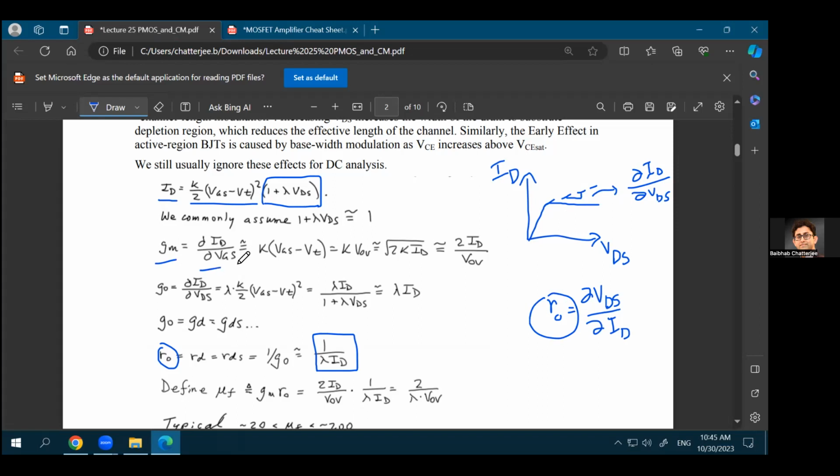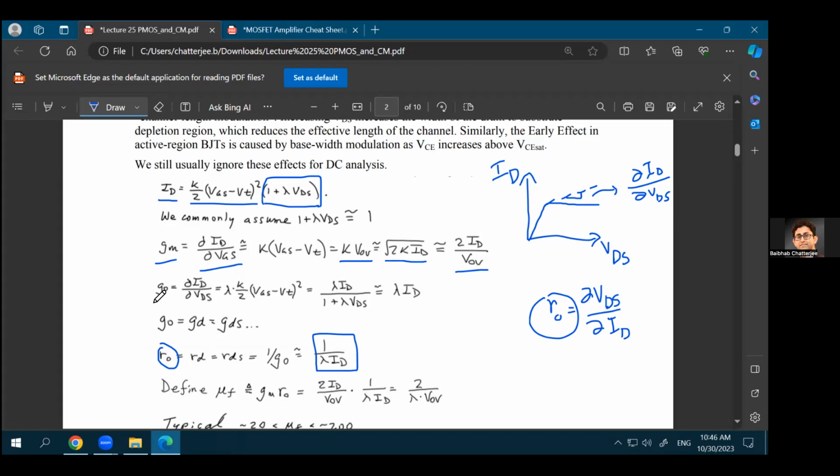GM is basically del ID over del VGS, or the derivative of your ID equation with respect to the input voltage. So output current divided by input voltage gives you transconductance. You have already found multiple forms of that GM equation. One is K times VOV, the other is the square root of twice K times ID, and the third form is twice ID divided by VOV. Depending on what quantities are provided to you, you can use any of these three equations for your GM.